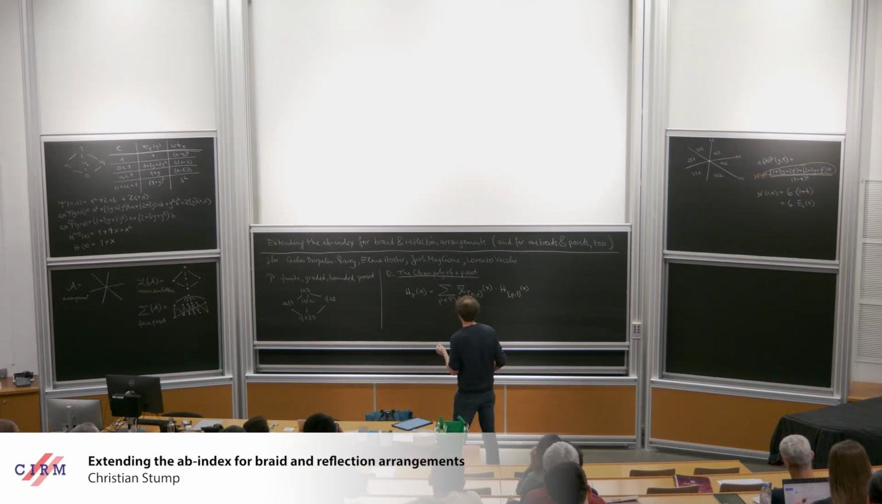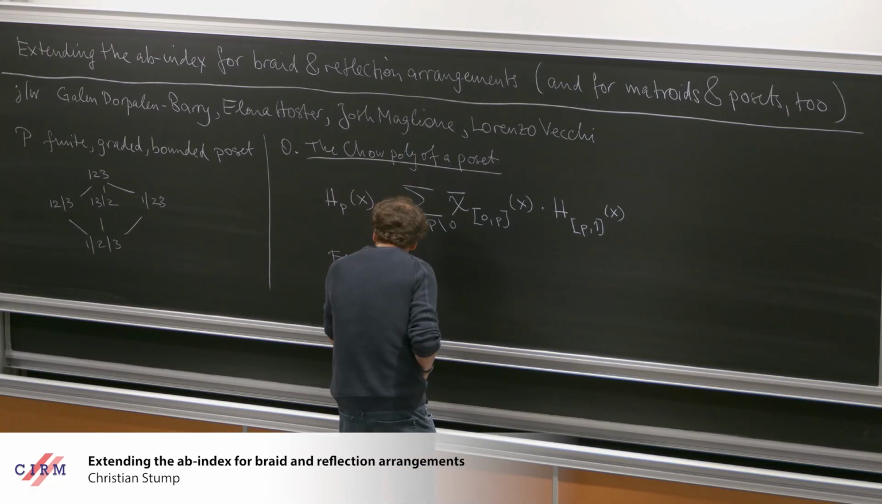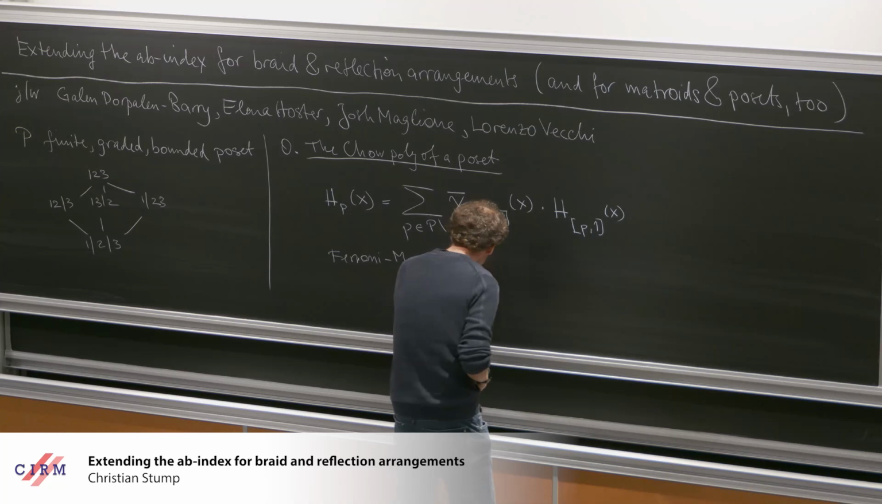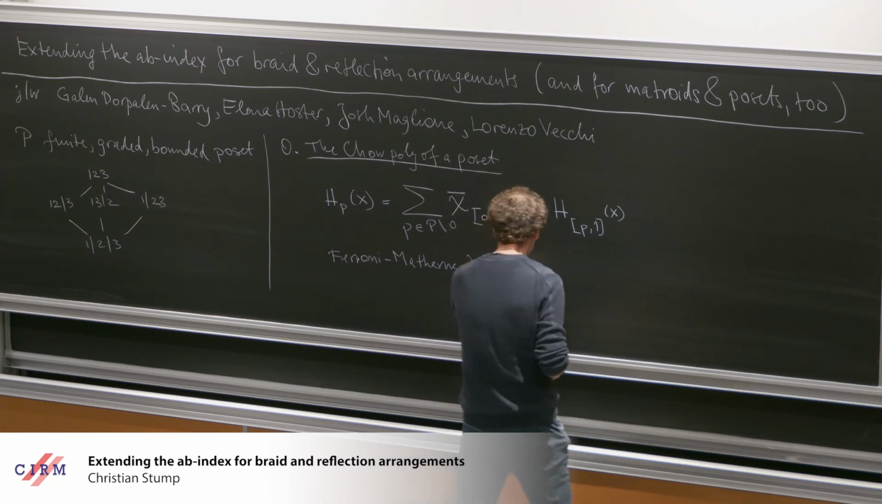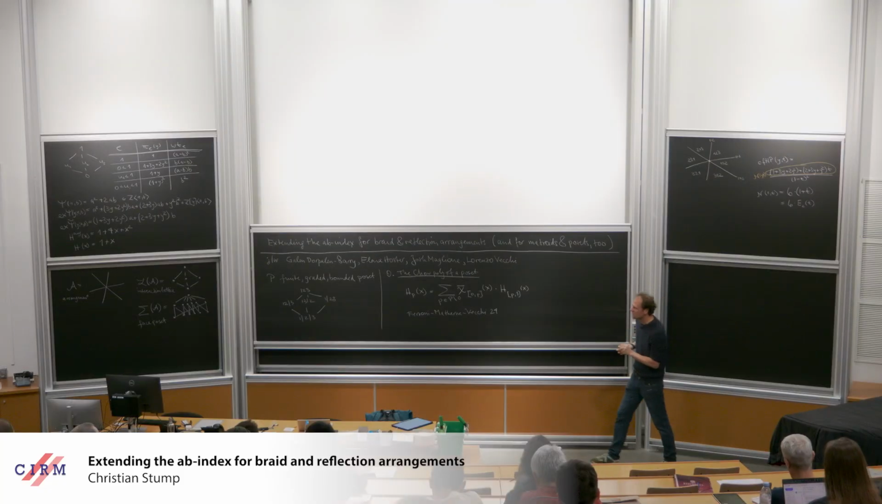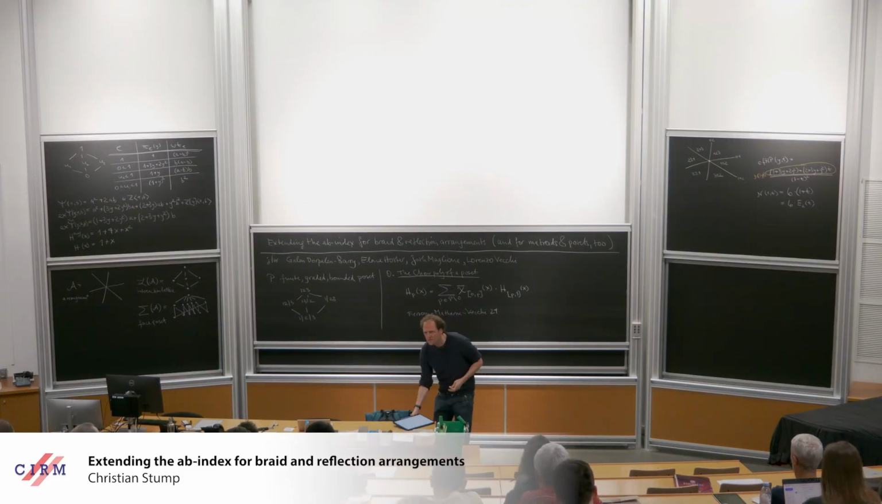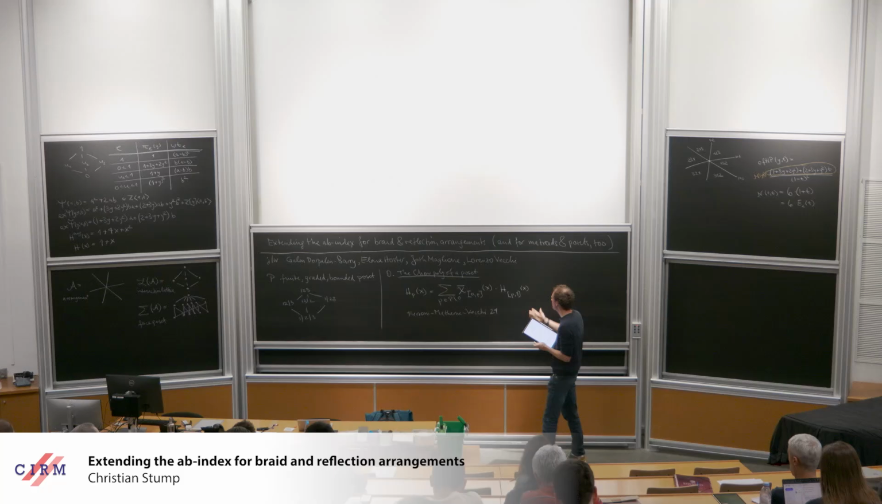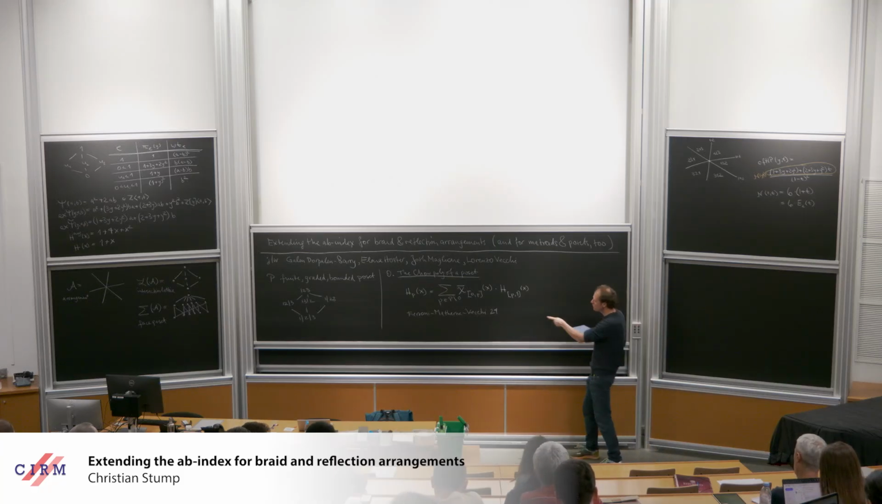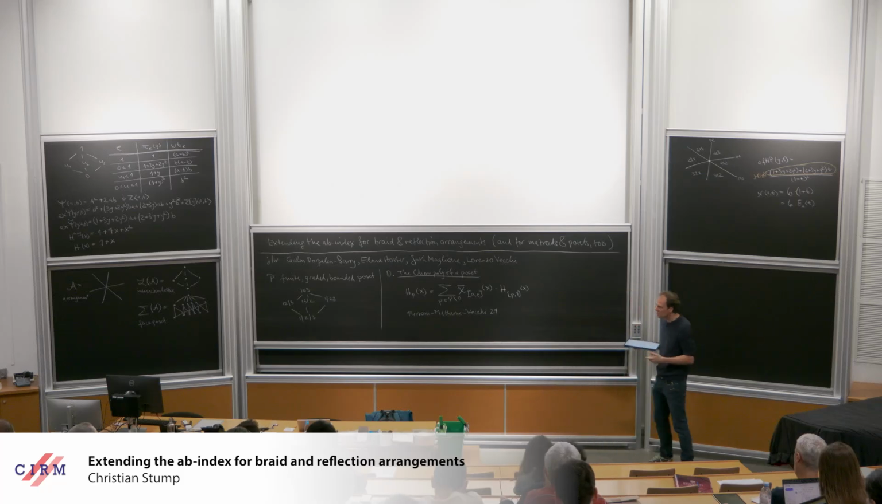This definition was given by Ferroni, Matern, and Vecchi last year. They basically did calculations in the incidence algebra to come up with this combinatorial description. I had been present in the talk of Lewis, and I didn't know what the objects are. As soon as I saw this very combinatorial definition, I thought this is something I want to study and look at.